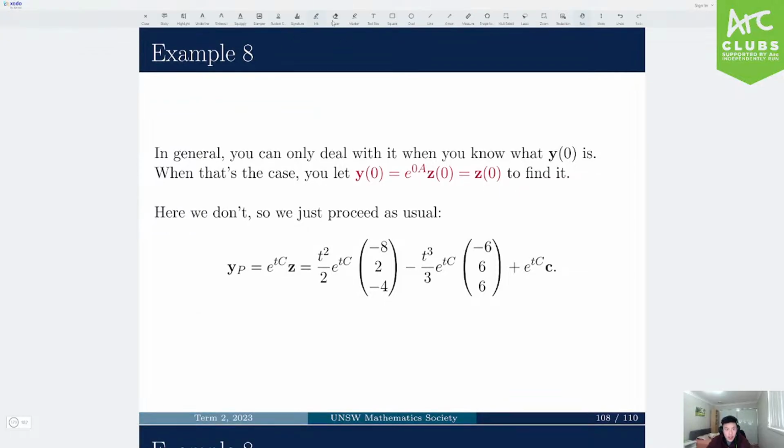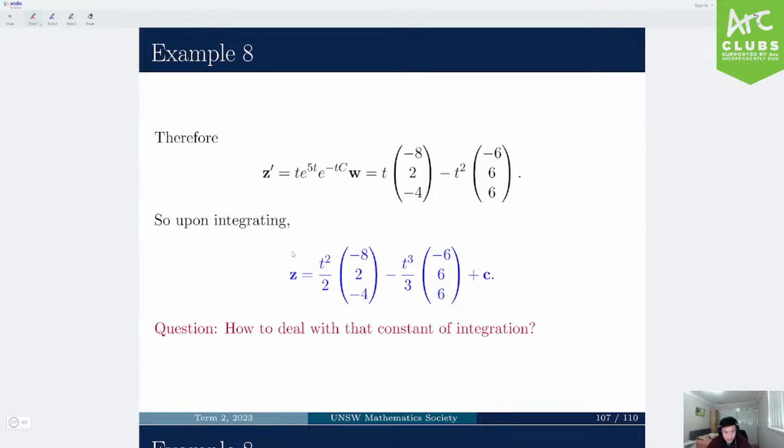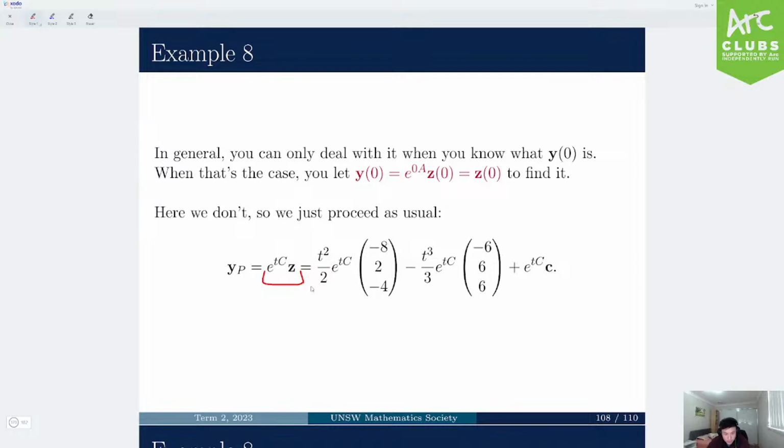Remember that our original solution was y_p = e^(tC) times z(t). We know what z is, we found z is this expression here, so we just multiply that out like this. And essentially our last step is to find what these are.